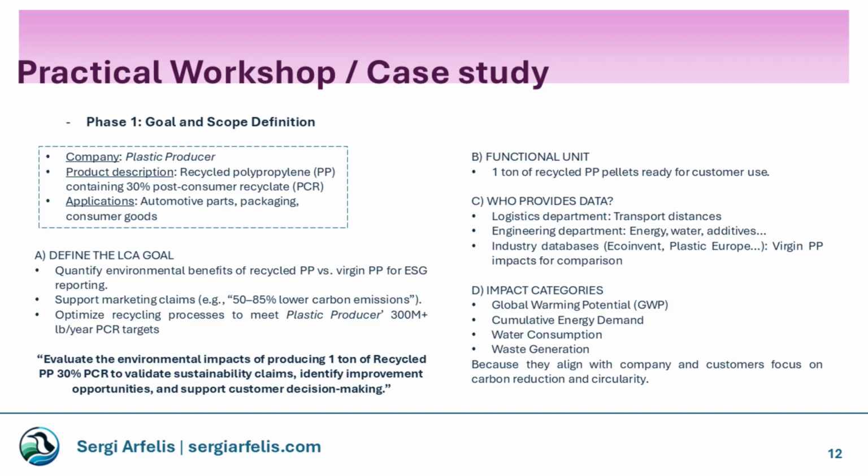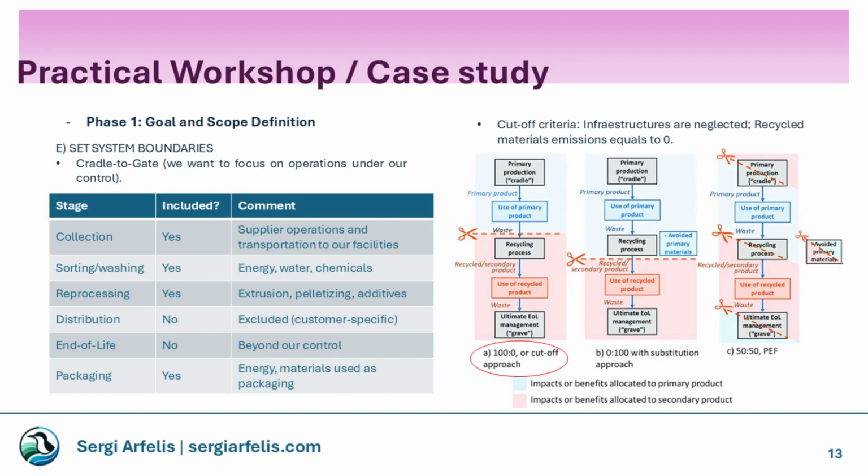At this stage of the LCA, we also decide where we will collect data and which impact categories we are interested in studying. We continue by setting the system boundaries, which will be cradle-to-gate with cutoff approach, and we will define which stages are included in our calculations. Those are collection, sorting and washing, reprocessing or extrusion, and packaging.